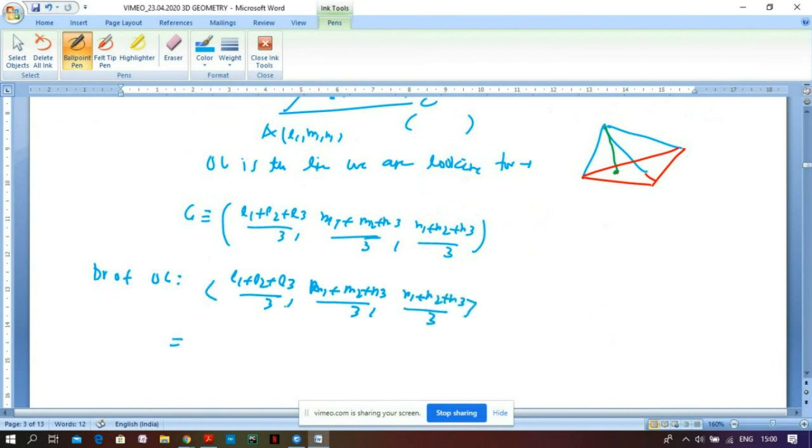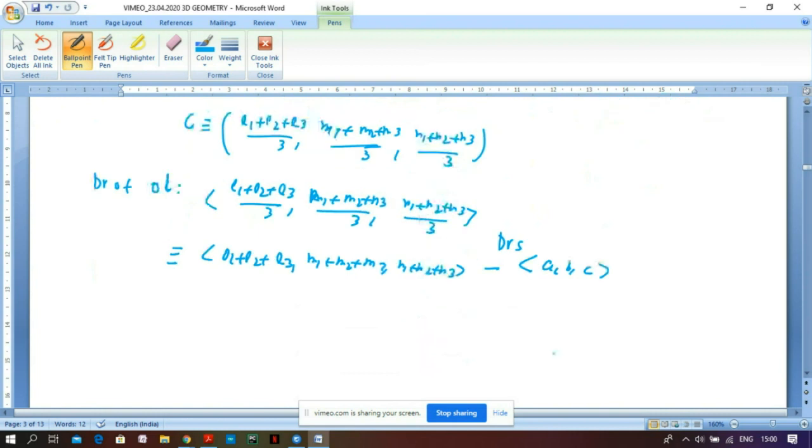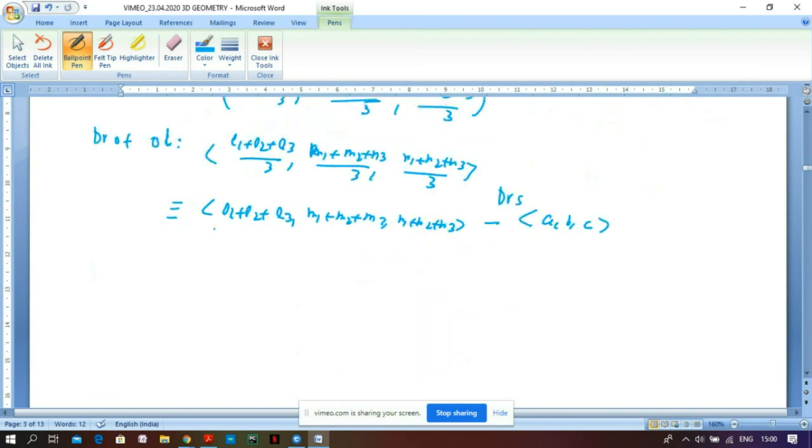Because it does not matter about these threes, since all direction ratios are proportional to each other. So this is also equivalent to saying that this is L1 + L2 + L3, M1 + M2 + M3, and N1 + N2 + N3. So these are my A, B, and C. These are the direction ratios of the line that I wanted, the line that makes equal angles with each of the given lines. And once that is done, I need to find its direction cosines.